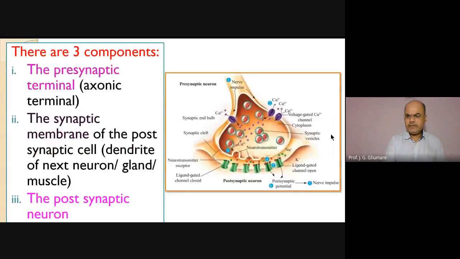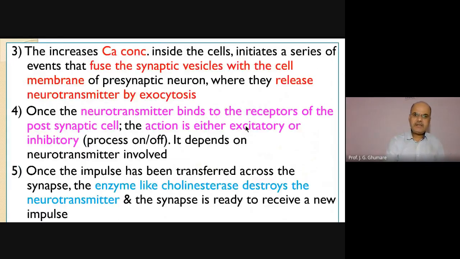So whatever the fluid present here outside, this is called ECF, extracellular fluid, the one which will contain calcium, and the calcium will diffuse all the way from outside to inside once the impulse reaches the synaptic bulb. What will happen here next? This will increase the calcium concentration inside the cell. This will initiate a series of changes that will take place inside the bulb, and the one which will fuse the synaptic vesicle with the cell membrane.